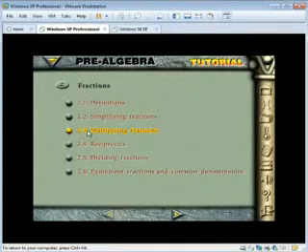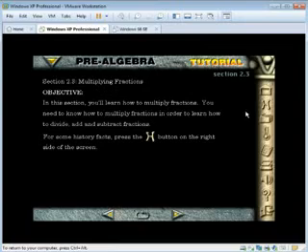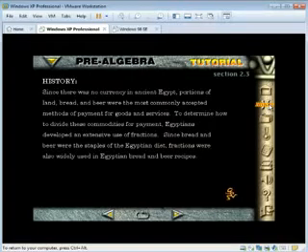Chapter 2, Section 2.3, Multiplying Fractions. In this section, you'll learn how to multiply fractions. You need to know how to multiply fractions in order to learn how to divide, add, and subtract fractions.